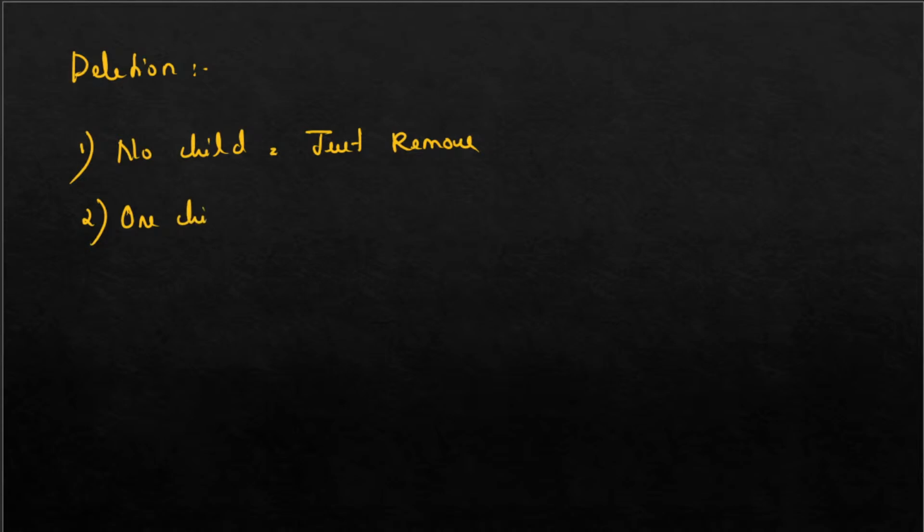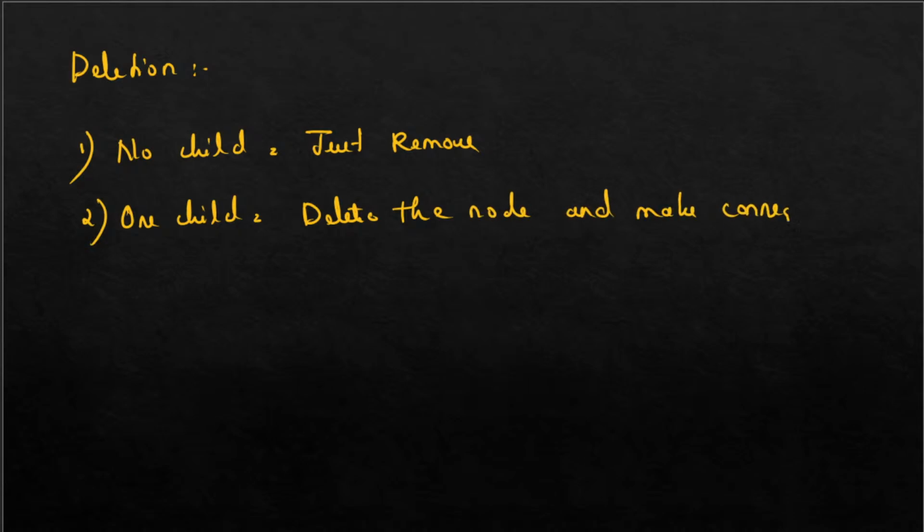So deletion, first case: when no child is there, then we can simply remove it. But what if the child is there? Normally we can have two children. Let's discuss when one child is there. Then we have to delete the node and make a connection with the grandparent of the deleted node.